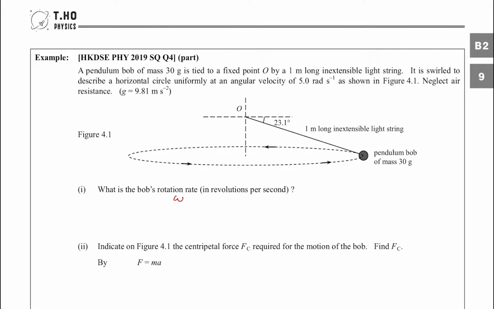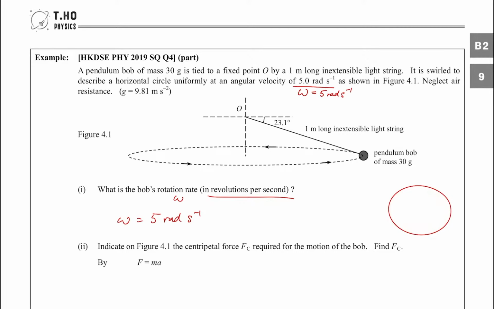Basically, it's like the angular speed. Just the units we have to change into revolutions per second. We know that the omega, the angular speed of the conical pendulum, is 5 radian per second. So let's do the change in units.